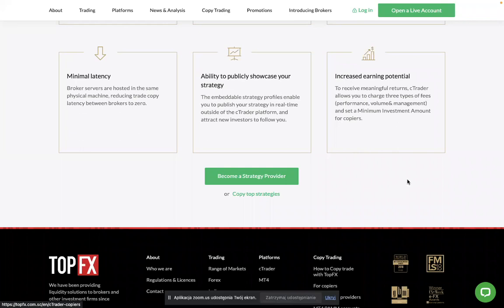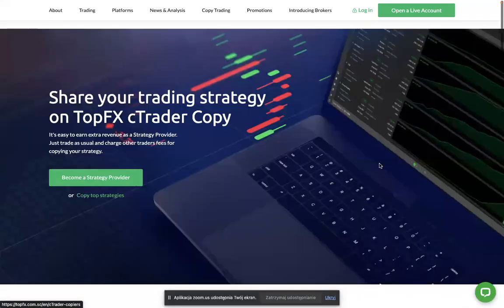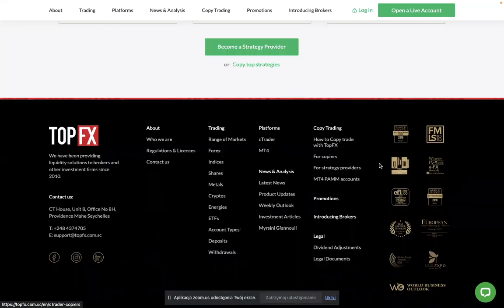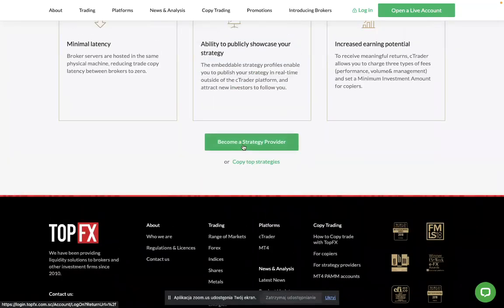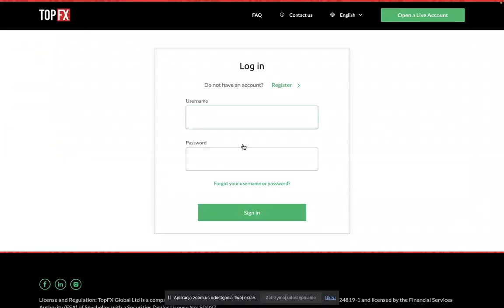In order to do this, cTrader allows you to charge 3 types of fees: performance, volume, and management fee, and set a minimum investment amount for copiers. Okay, so if you like what it is here, then all you have to do is click on this button here, become a strategy provider. When you click, this web page will guide you straight to the clients area where you have to log in, provide your password, and then of course continue with this registration as a strategy provider.